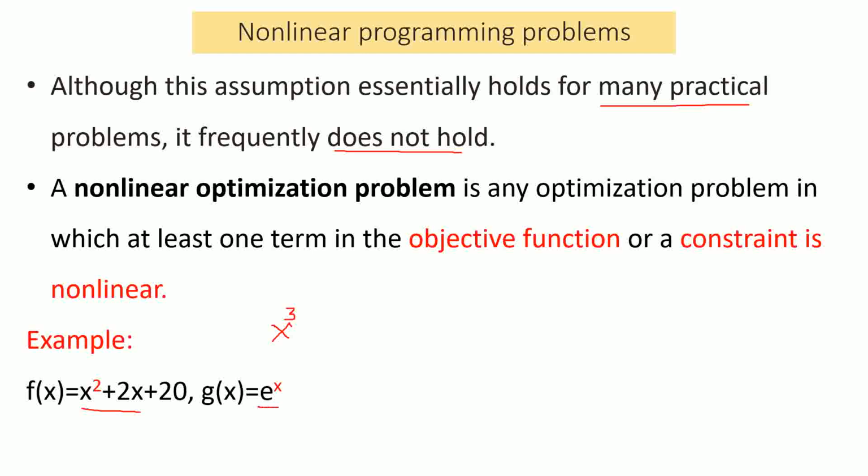A nonlinear optimization problem is any optimization problem in which at least one term in the objective function or in the constraints is nonlinear. So it can be an example of a quadratic equation, exponential equation, cubic equation, any polynomial equation. Anything which is out of linear programming can be termed as a nonlinear programming problem.